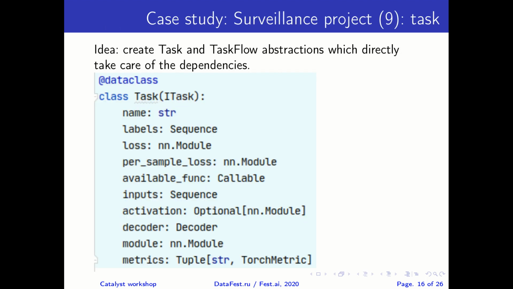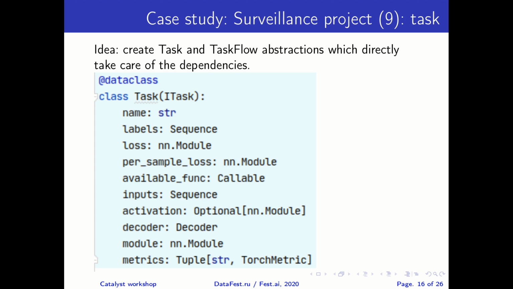So one idea could be to create task and task flow abstractions which take care of these dependencies at a single place, and then you can create a loss function that respects the preconditions automatically. So this is the abstraction that I have made of a task.